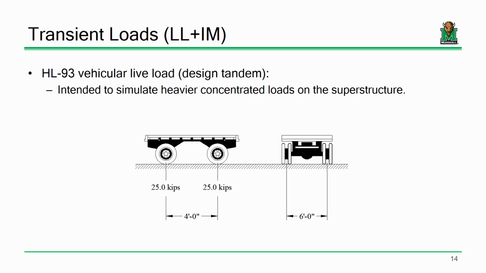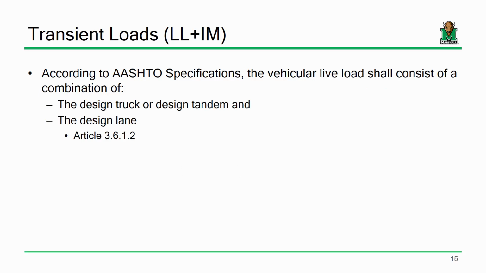So going back to the load model, it's either the truck in the lane or the tandem in the lane. Okay. Now, where can you find that? Article 3612. We're actually going to open the spec here in a little bit, and we're going to start to sift through a lot of this, and then we'll identify where this comes from.